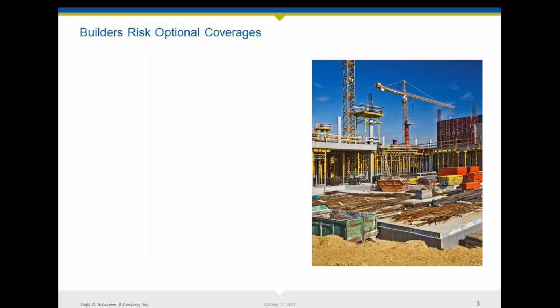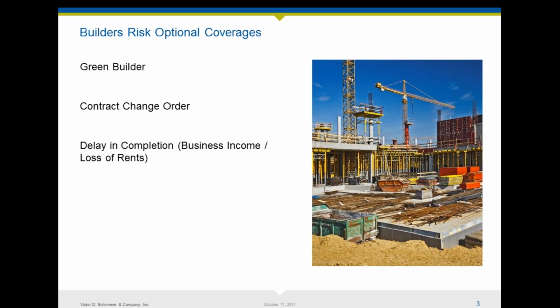The main reason we're here today is to talk about our optional coverages, and we do have plenty of options so that you can customize the policies to be the best fit for your client. We have the Green Builder endorsement, contract change order endorsement, and delay in completion, so that's business income or loss of rents. We have that endorsement available for those commercial projects. Permission to occupy, we're going to take just a second to talk about that. And then testing coverage.